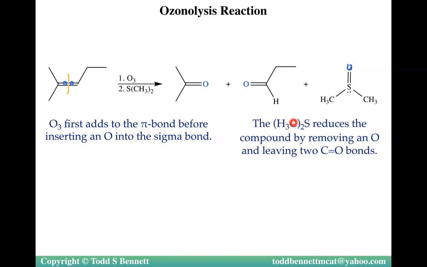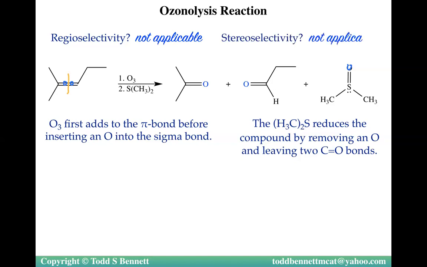This compound, dimethyl sulfide, reduces down the third O, so it itself gets oxidized, but it removes the O and ultimately allows the two carbonyls to form. So because this had two R groups, we get a ketone. Because this has an R group and an H, we end up with an aldehyde. So usually you just cleave it, nice and simple. Regioselective, nope, not applicable. Stereoselectivity, no chiral centers. So this one is just straight destruction. You cut it in half, add a couple O's, but you've done chemistry.